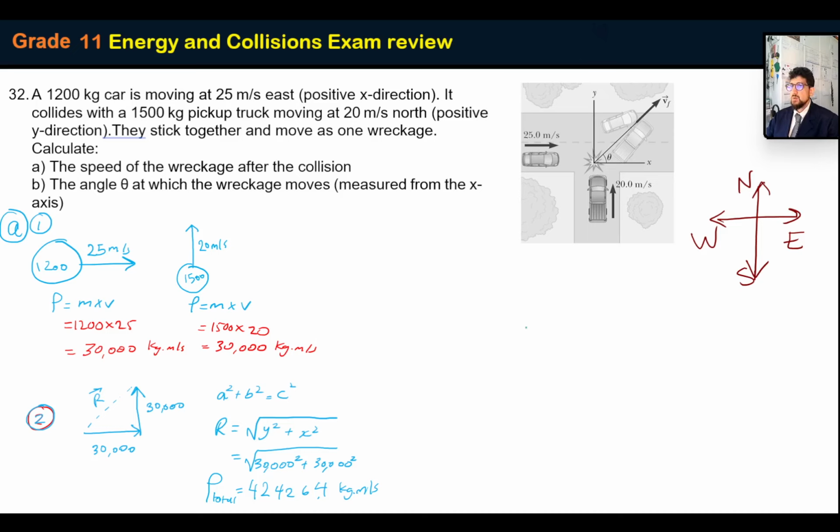Okay? So now what do we do? Now we go over here and we say that momentum is equivalent to mass times velocity, which is equivalent to 42426.4. What mass do we use? We use total mass, which is both cars combined. So that's going to equal 1200 plus 1500, which is 2700, multiplied by the velocity. And therefore, that's what this means, by the way. I've had a few students ask me what this means. That means therefore. Therefore, velocity is equivalent to, yay, coffee.